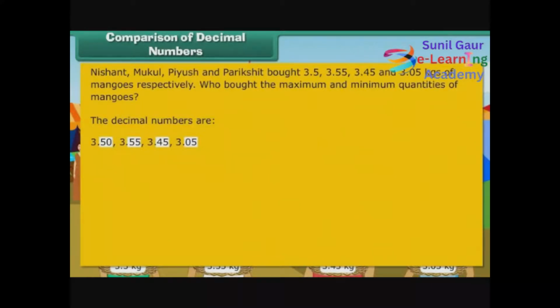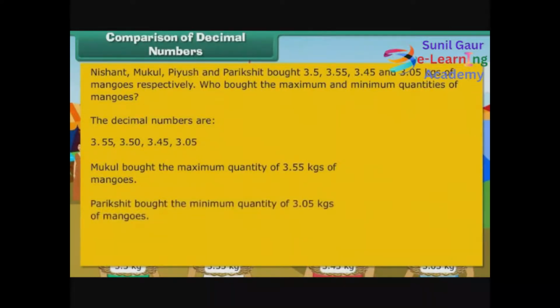These are 50, 55, 45 and 05. We are aware that 55 is greater than 50, which is greater than 45, which is greater than 05. Therefore, the quantities in the descending order are 3.55, 3.50, 3.45, 3.05. It means Mukul bought the maximum quantity of 3.55 kgs of mangoes. Parikshit bought the minimum quantity of 3.05 kgs of mangoes.